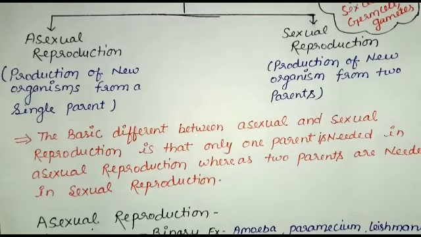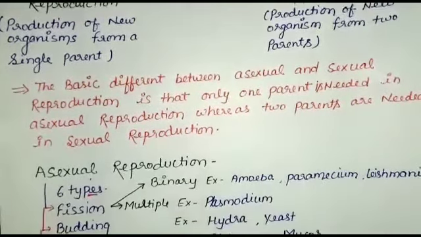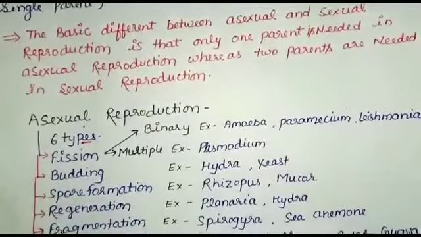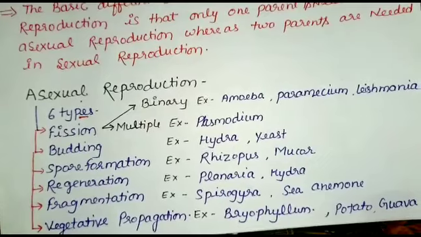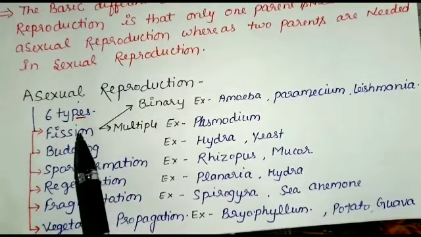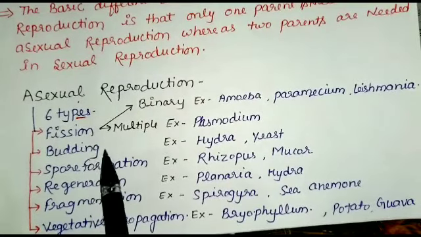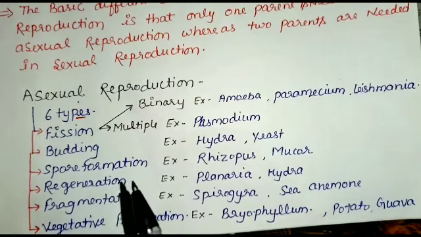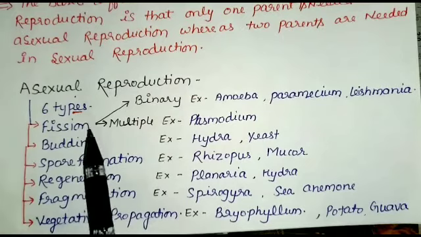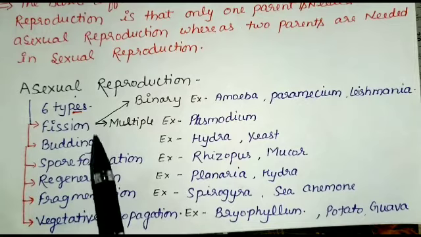Now, there are different methods by which asexual reproduction is completed. The first method of asexual reproduction is fission, second budding, third spore formation, fourth regeneration, fifth fragmentation, and sixth vegetative propagation. In the fission process, a unicellular organism splits into two or more parts.